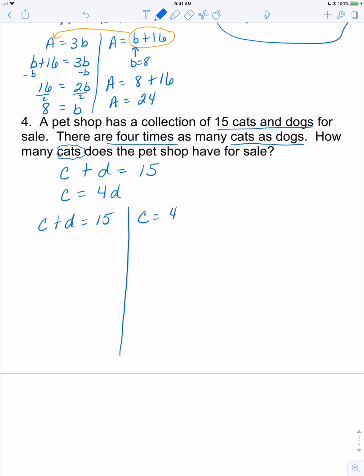So 4D plus D is equal to 15. That gives me 5D is 15. Divide by 5 on both sides. So there are 3 dogs. Cats is 4 times the dogs, which is 3. So cats is 12. In this instance, they're only asking for the cats, so there are 12 cats.